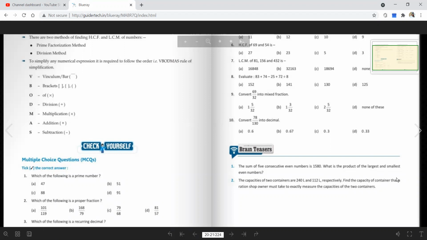So how will we find the capacity of that container? Okay, so here we just need to find the HCF of these two numbers. I advise you to do the HCF by the division method because the division method always gives the correct answer. Okay. Yes, ma'am. So just do it now. If any other problems are there, just tell me.